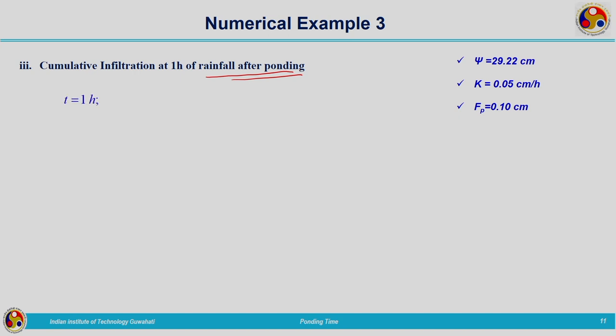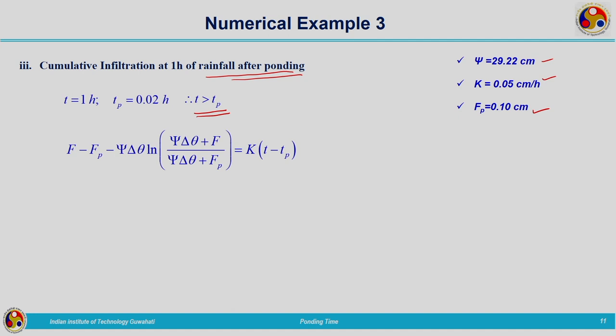So, we have been given the values psi and k, f of p we have calculated, and time t is 1 hour, tp is 0.02 hour. So, we can understand that t is greater than tp. So, we need to calculate the infiltration which has occurred after 0.02 hours after ponding time.